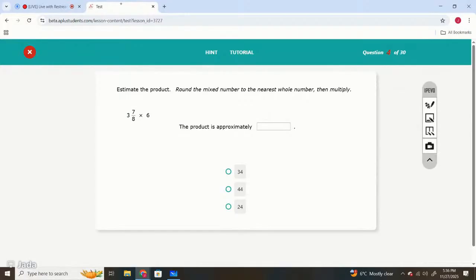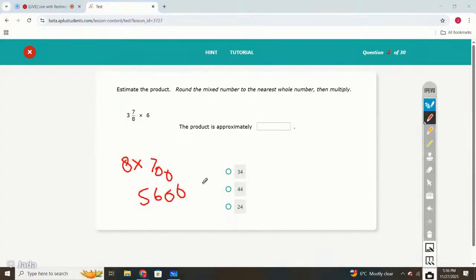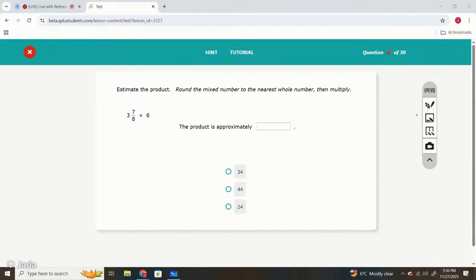3 whole 7 over 8 times 6. So round the mixed number to the nearest whole number and then multiply. So 3 whole 7 over 8 is rounded to 4. So 4 times 6 is 24. Option number 3 is the correct option.